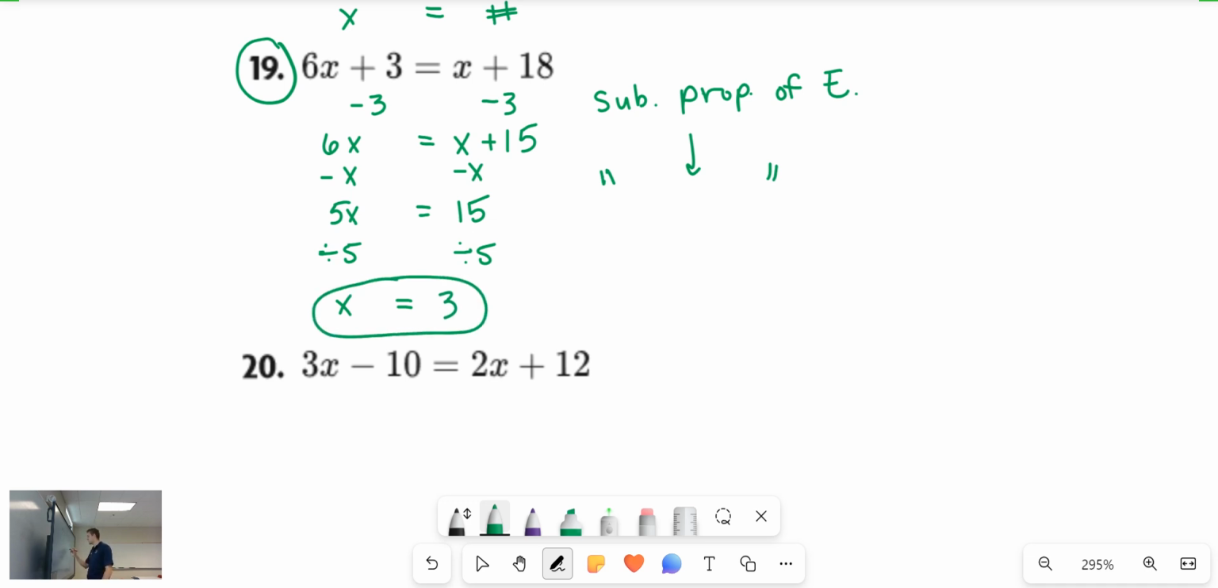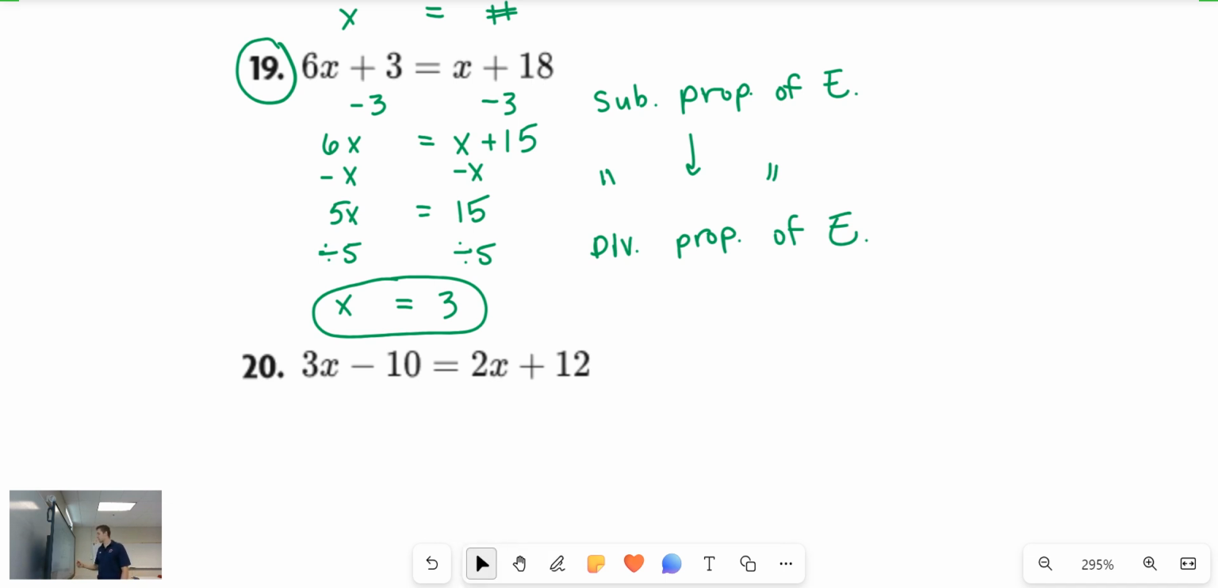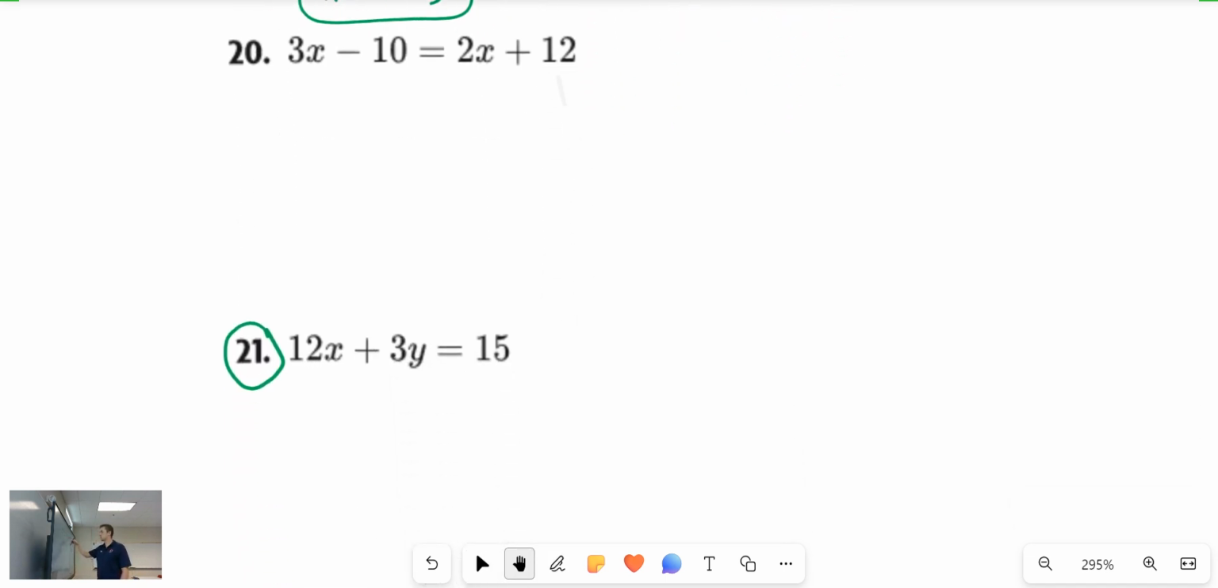And the reason we could do this is the division property of equality. Here we go. So that's the first one done on this page.